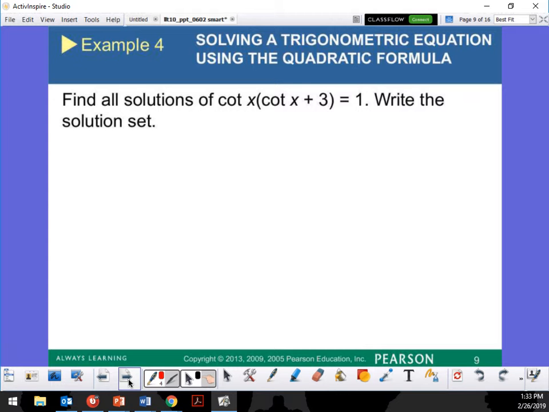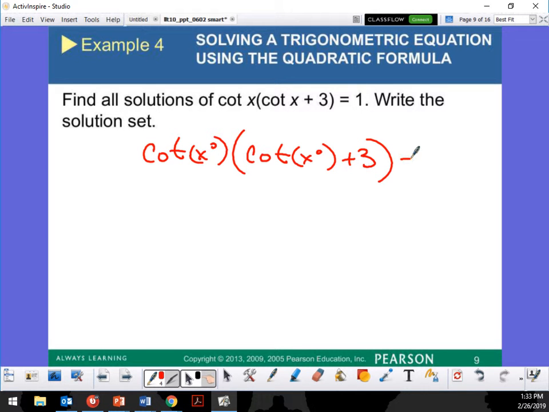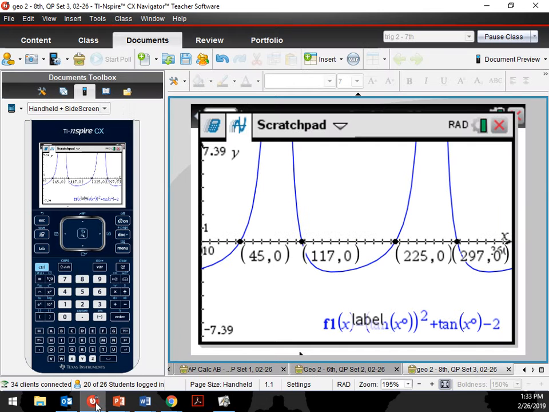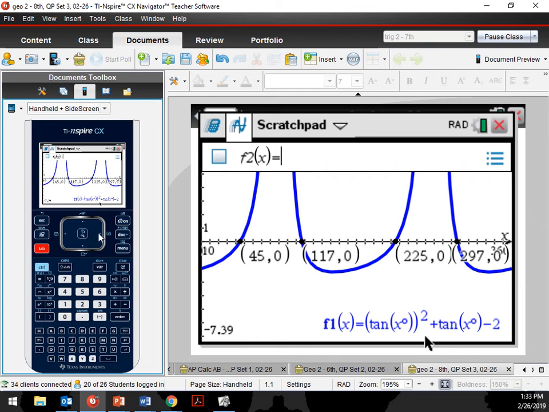Wait, would it be x degrees plus 3 degrees? So it's going to be cotangent, x degrees like this, right? Open, cotangent, x degrees plus 3 equals. So it should look something like that, right? Did you put all those parentheses there? Because in my calculator, it has to be there. Because your calculator will automatically give you said parentheses.